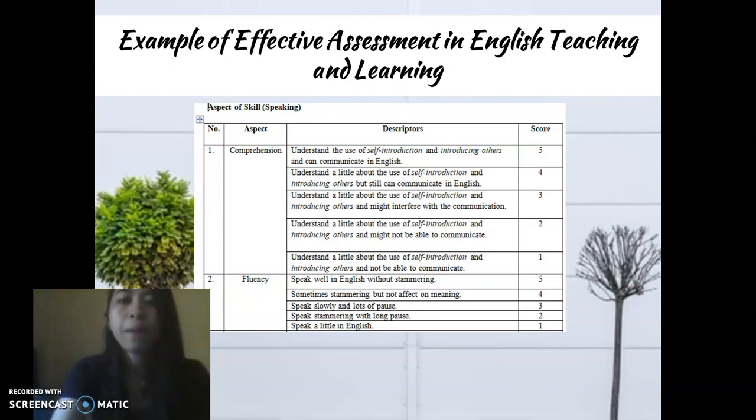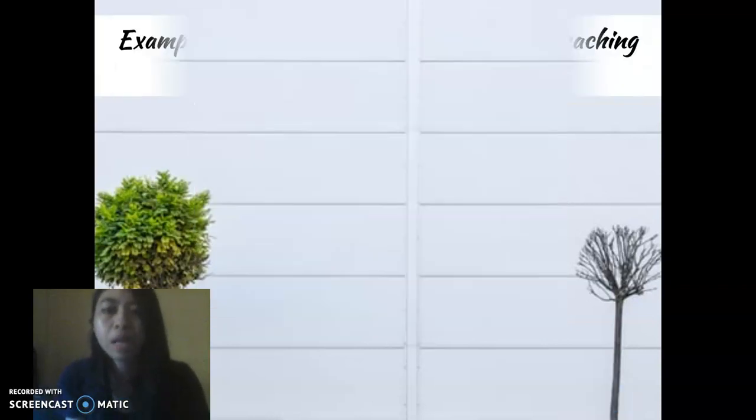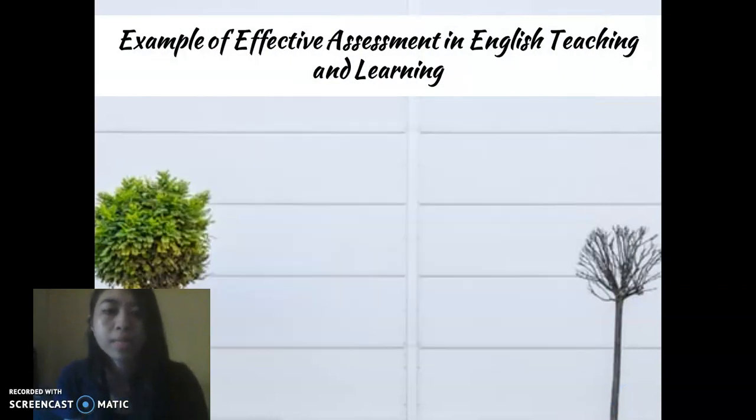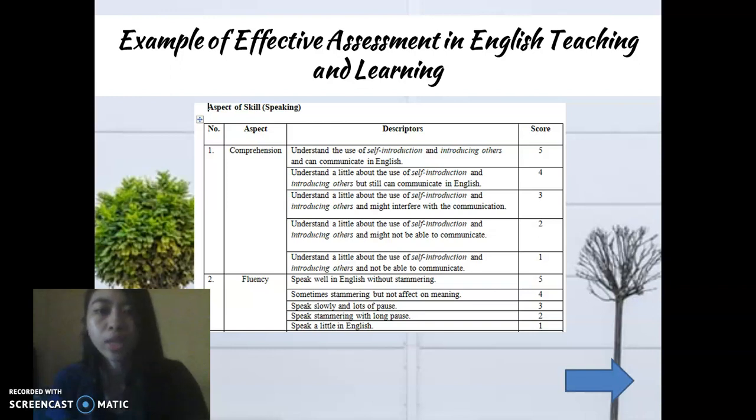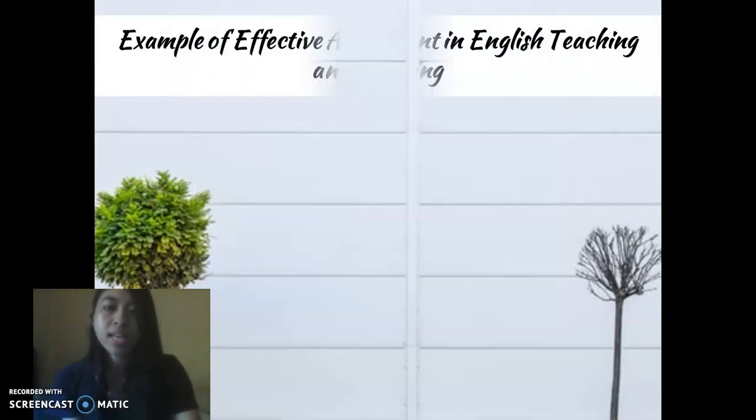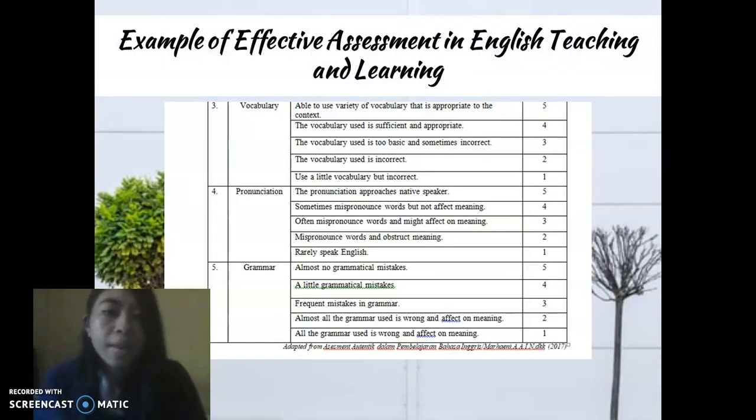So I use the aspect of speaking. I have five aspects that will be assessed. The first one is comprehension. With this, I have made five descriptors with a score range of 1 to 5. The second aspect is fluency, next is vocabulary, fourth is pronunciation, and last is grammar.